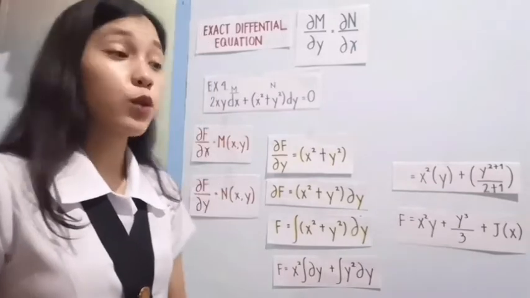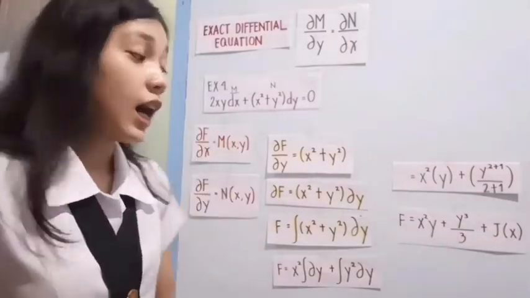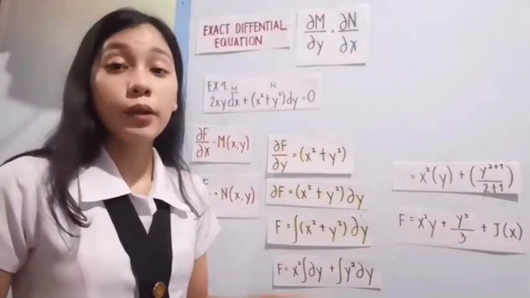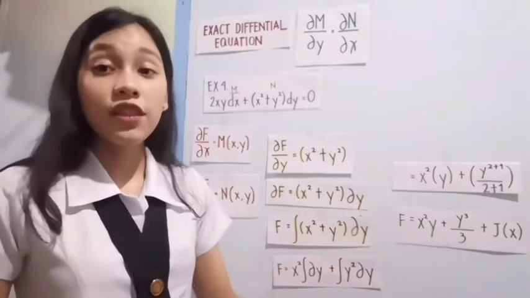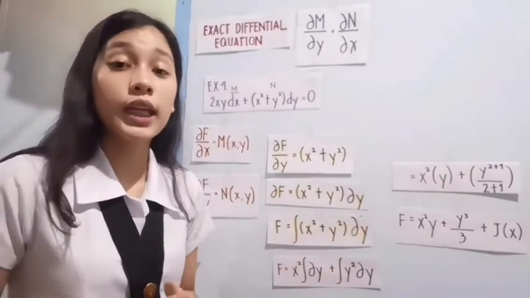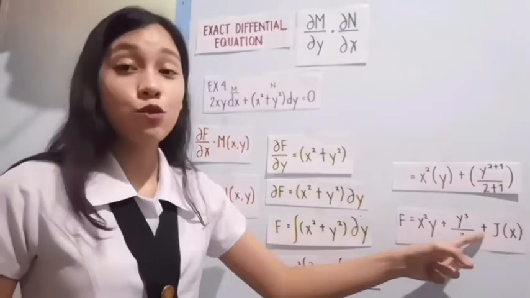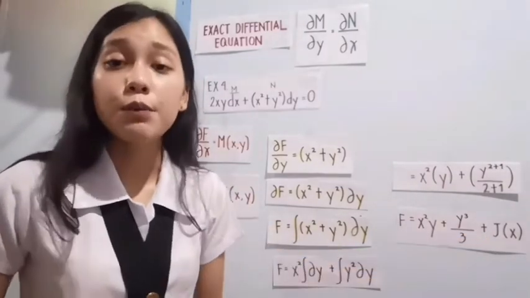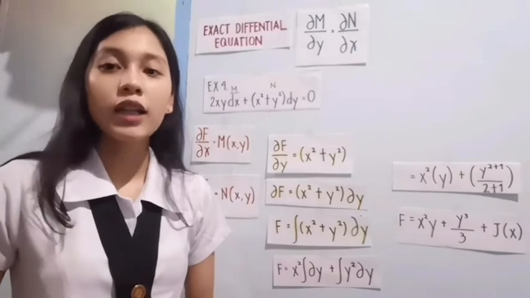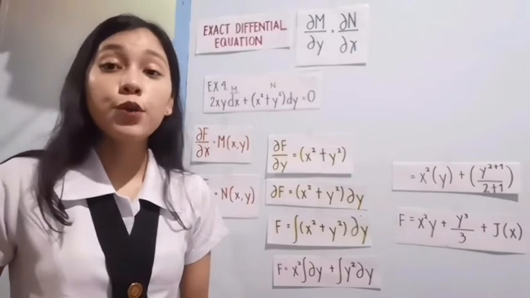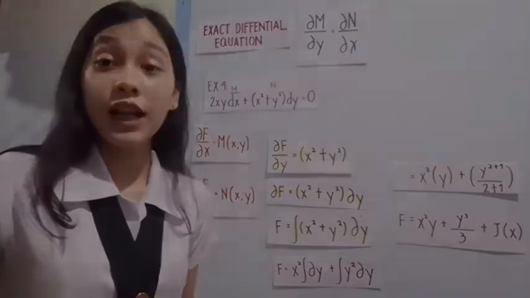So, dito sa part na to, j of x naman kasi ang tinitreat naman natin dito na may respect is yung y. So, anything or any variable na walang kinalaman sa y ay ititreat as constant. So, automatically, yung j of x natin dito dahil walang kinalaman sa y, magiging constant siya. At mas madali nating malalaman kung ano yung mga value nila sa susunod na step na gagawin natin.